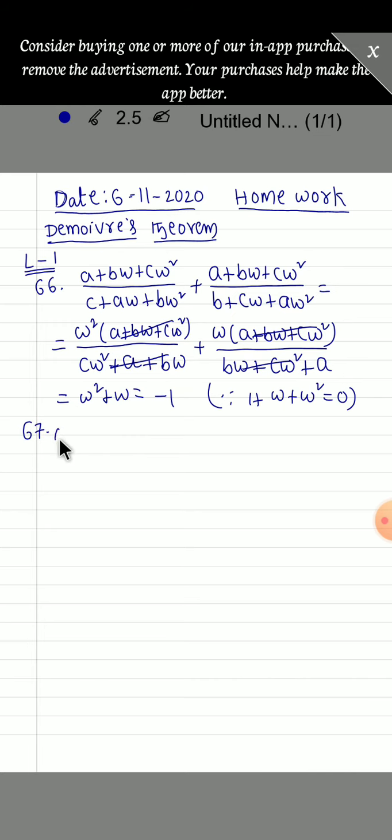4 plus 5 into (minus 1 by 2 plus i root 3 by 2) to the power of 334, plus 3 into (minus 1 by 2 plus i root 3 by 2) to the power of 365.